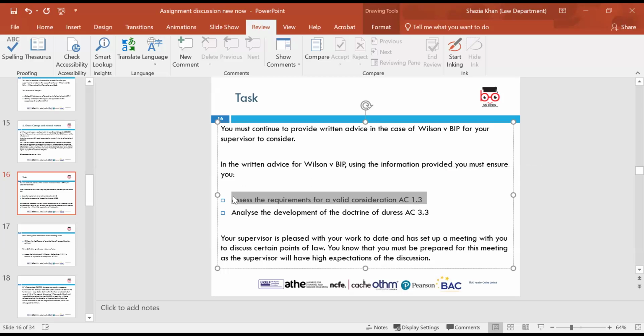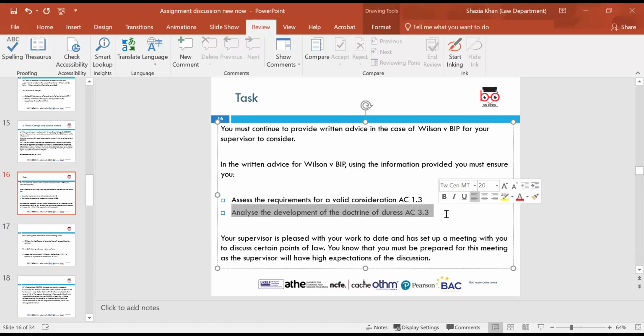Then you would look at the next one, which was analyze the development and doctrine of duress, AC 3.3. Here you would need to look at what duress is, economic duress, and whether BIP's demand for more money was lawful or not. And that would be for the pass criteria. Okay, so do you understand that? Lisa, do you understand what you would need to do for this task?